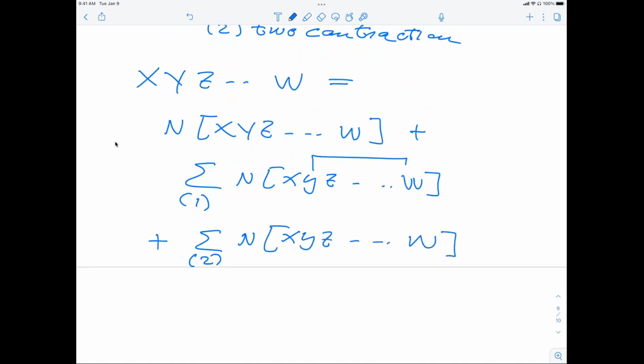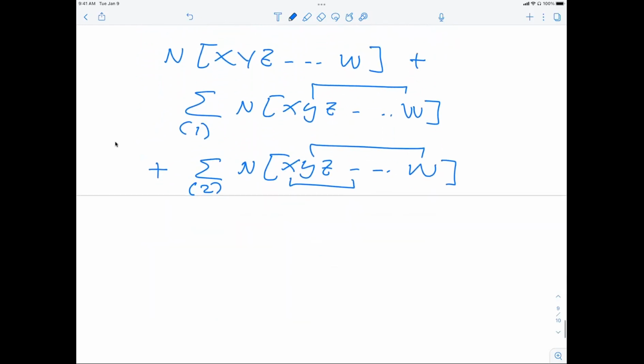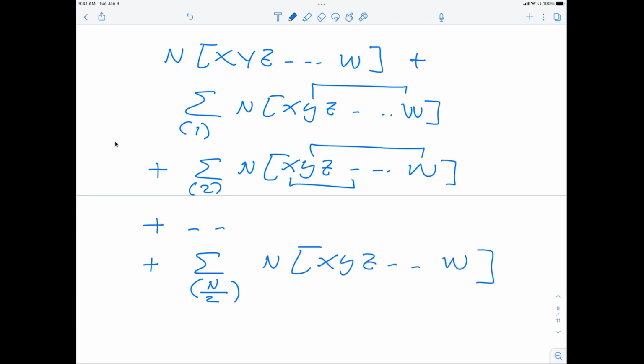And tomorrow we're going to prove it. So we have 2 contractions. And finally, this goes through all the pairs of contractions till we have the final one. And this n is the number of operators divided by 2. And then I have n of x, y, z up to w. And I'm marking this like this. So all the operators are now contracted in one way or the other. And this is Wick's theorem.